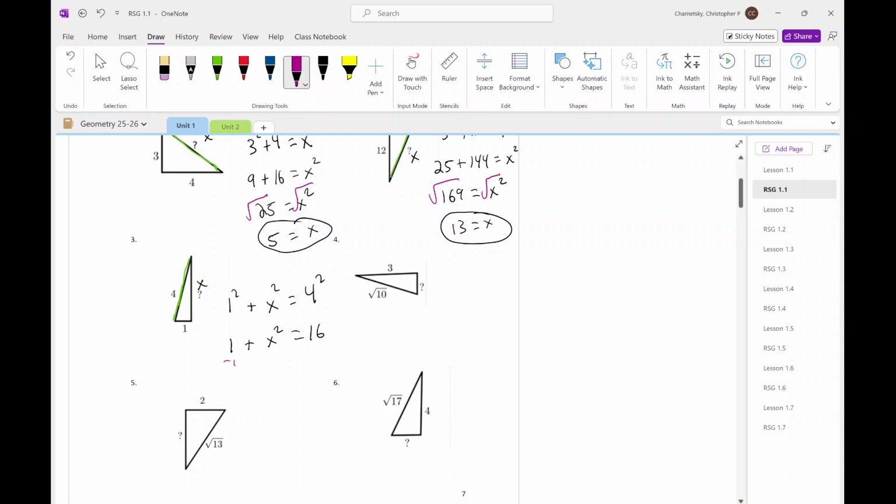So from here we're going to subtract 1 from both sides, and then we get x squared equals 15. Take the square root of both sides. Square roots and squares cancel out, and we get x is exactly the square root of 15, and we're not going to plug that into a calculator. We're just going to leave it in its exact form.